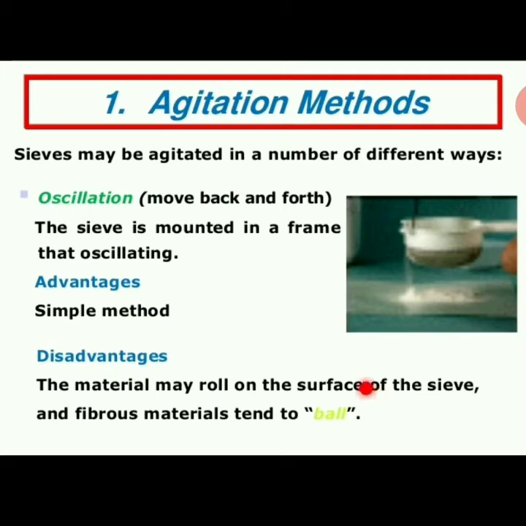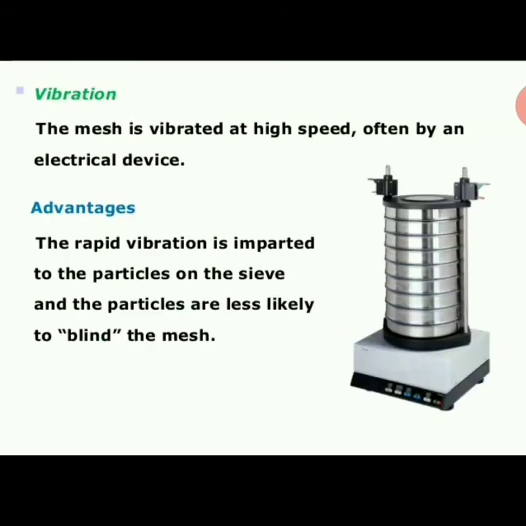Then the second method is the vibration method. Here in the vibration method the sieve is vibrated at high speed by means of an eccentric device. What is meant by an eccentric device? It is a special type of device, which is either electrically or mechanically operated.